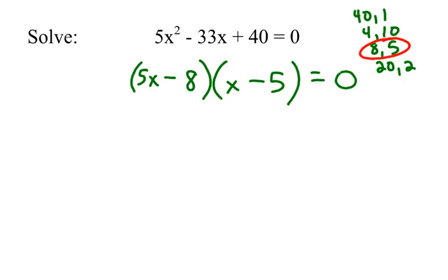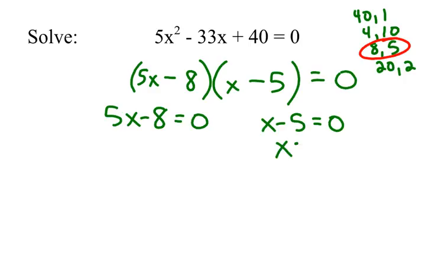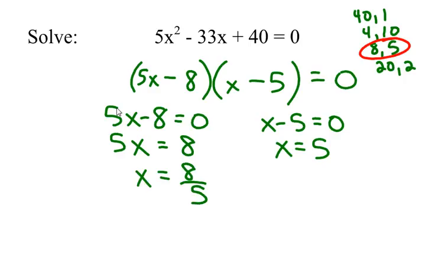So now that I've factored it, I'm ready to use the zero product property. So I take each factor, set it equal to 0. Now the one on the right is the easier one. Add 5 to both sides. This one, 5x minus 8 equals 0. I have to add 8 to the other side and then divide by 5. So x equals 8/5.